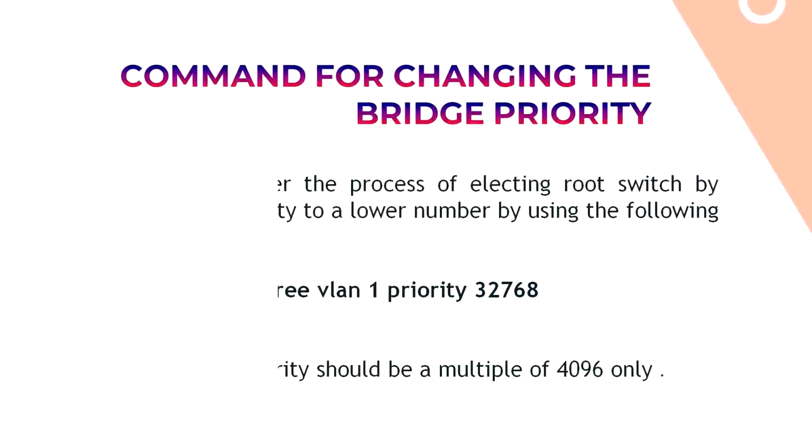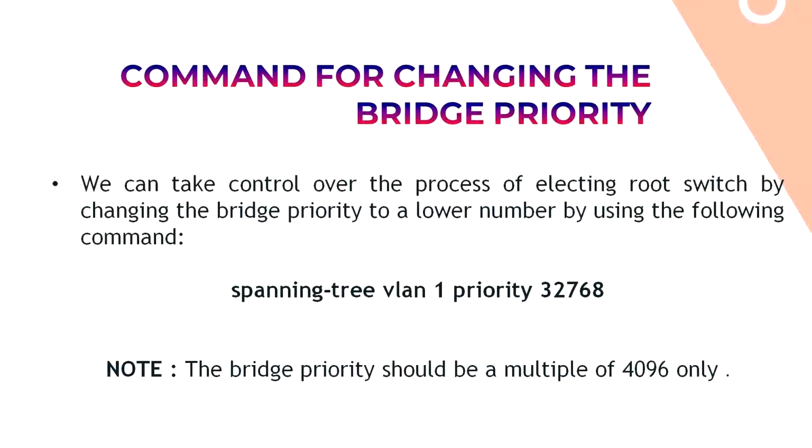So, the command for changing the bridge priority. We can take control of the process of electing the root switch by changing the bridge priority to a lower number by using the following command. Spanning tree VLAN 1 priority. The priority can be any number, but it should be a multiple of 4096.